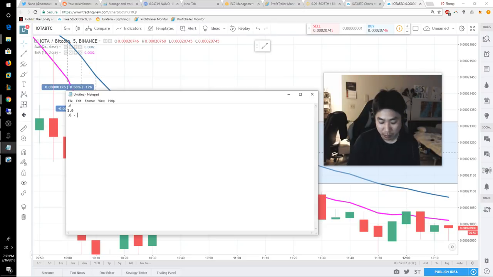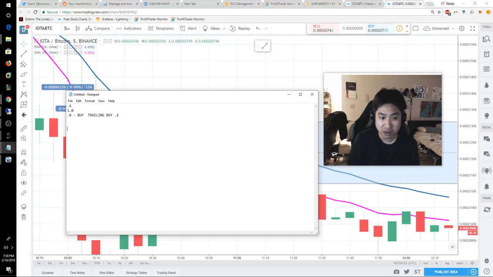My bot does a buy here because of my trailing buy of 0.2. All right. Trailing buy, so it has to come back up by that percentage.